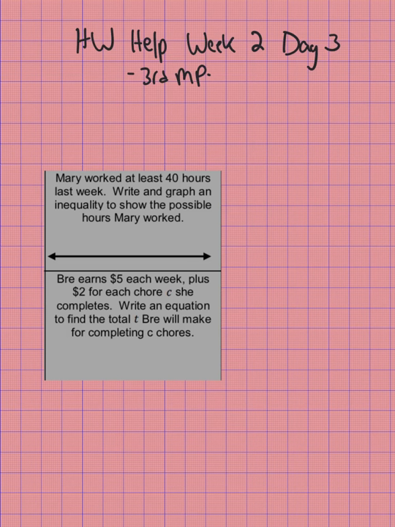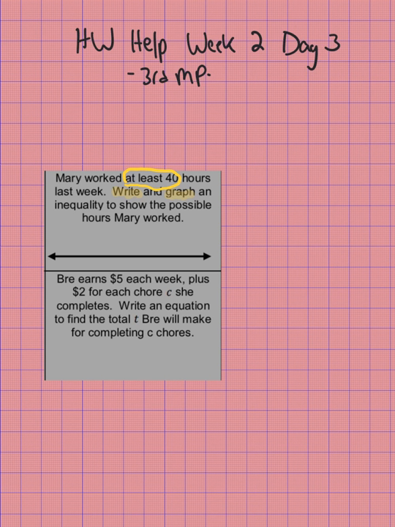All right, it's homework help for week 2, day 3 in the third marking period. So, first problem says Mary worked at least 40 hours last week. So I'm going to underline at least 40, or I'll circle it. Write and graph an inequality. So we have to do two things. We have to write an inequality and then graph it to show the possible hours Mary worked.